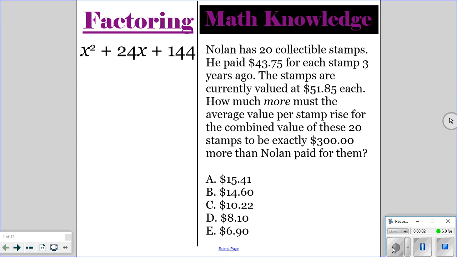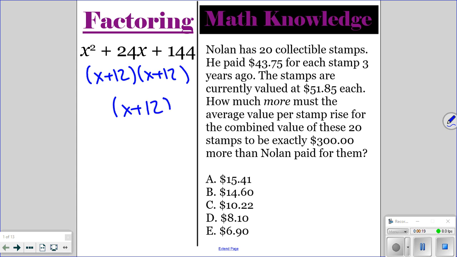All right, so y'all go ahead and do the factoring and the math knowledge question for today. Pause the video, and then once everyone is finished, you can unpause the video and I'll go over the correct answers. So for the factoring, you're going to have x plus 12 times x plus 12, or you can write x plus 12 squared. Either one is fine with me.